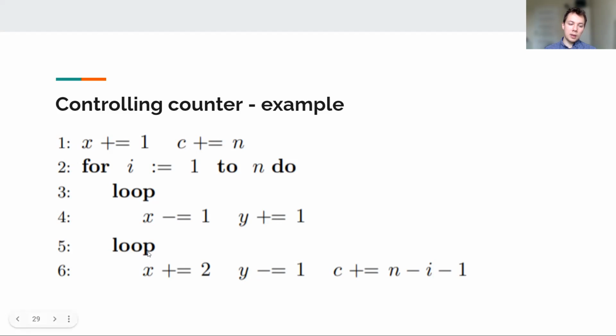But in the loop in line 5, we increment x by 2 and decrement y by 1. N minus i tests on x are still to be done, and n minus i plus 1 tests on y are to be done. So we have to move the controlling counter by n minus i minus y minus 1.